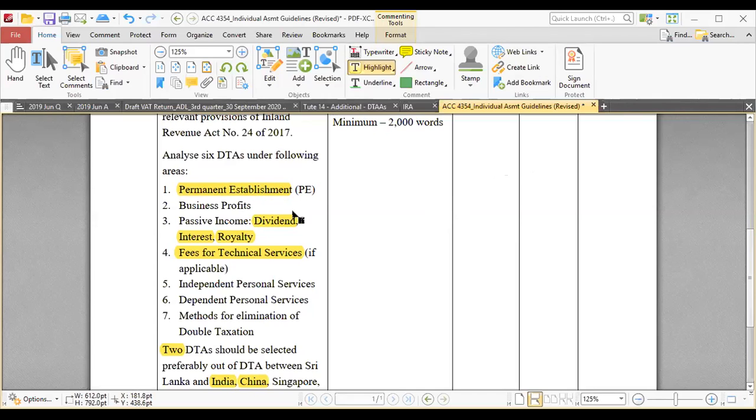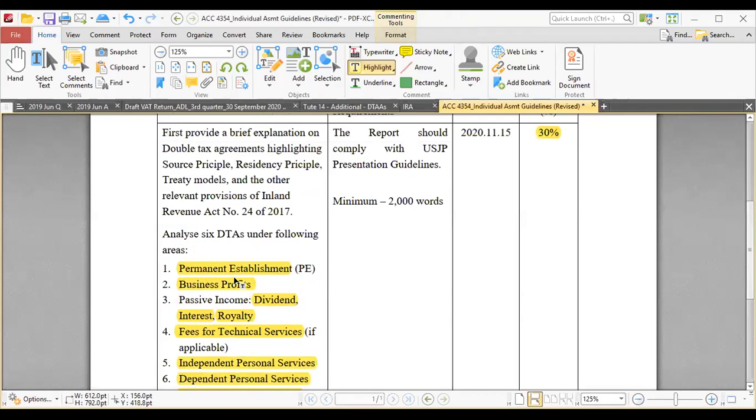Then the business profit, the dividend, and the independent personal services. Today we are going to discuss dependent personal services, and the method of eliminating double taxation. So these 7 articles you need to analyze, not all the DTA, only these 7 articles.